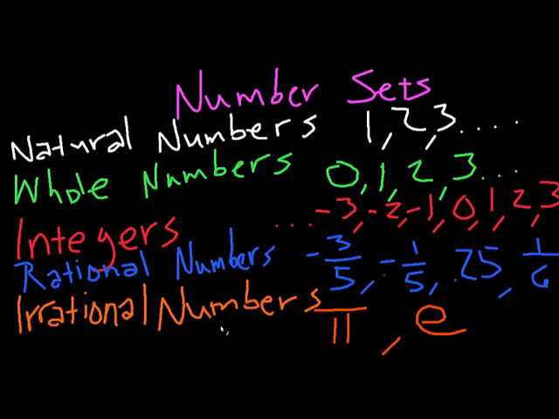Okay, guys. So now that we know the number sets and how to identify what real numbers are and different types of real numbers, let's jump into the properties of real numbers. That's going to be something called the commutative property, the associative property, identity property, multiplicative inverse property. So let's move on to that.